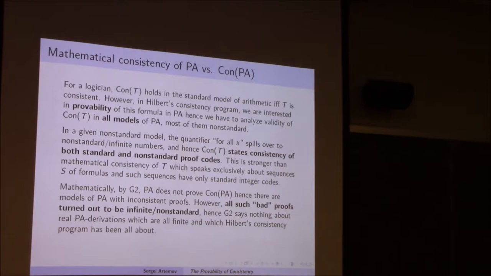So in a given non-standard model, the quantifier for all x, because you have to deal with the formula for all x, which is a starting quantifier in a consistent PA, spills over to non-standard infinite numbers, by similar reasons, because the standard numbers are not definable inside Peano arithmetic. You cannot put the domain restriction for all x which are standard numbers, because you cannot express them. Right, do I have to go beyond first order logic?